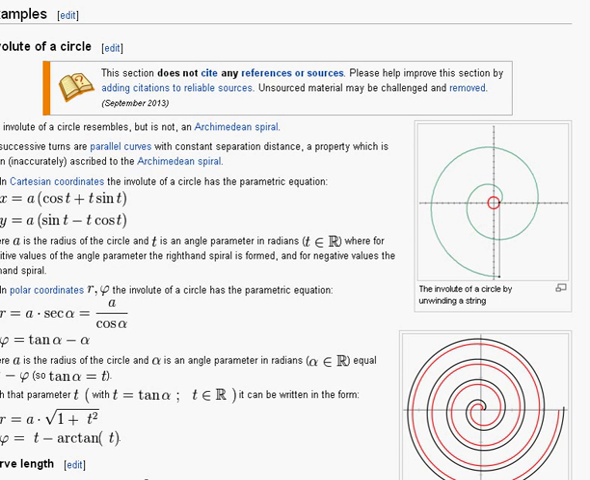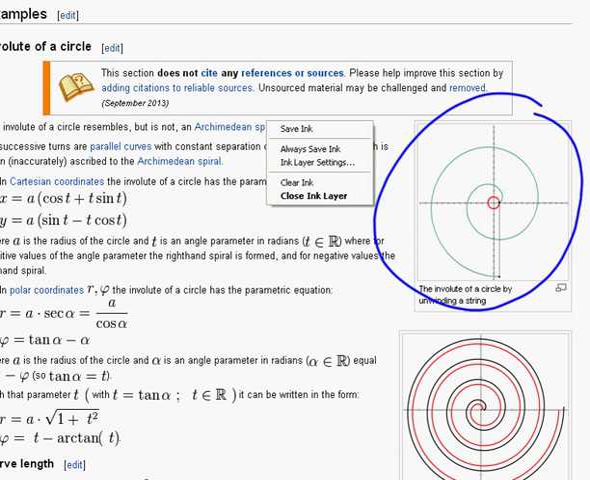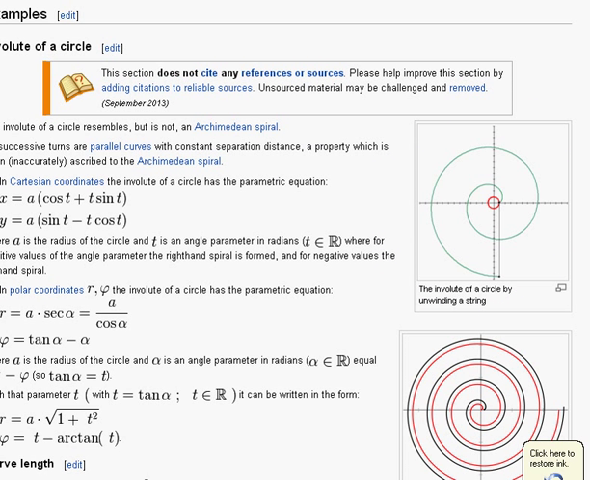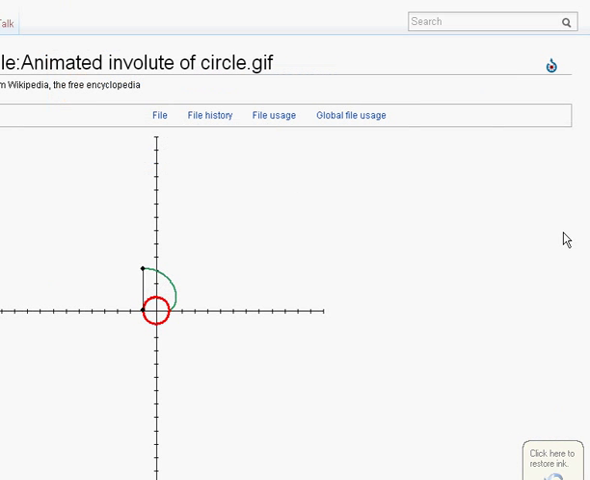You can kind of see that over here. If you look at that, okay, you see that animation. So let's watch that again, and you'll see it. There it is.